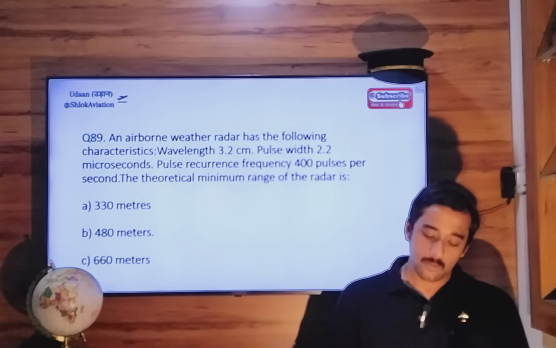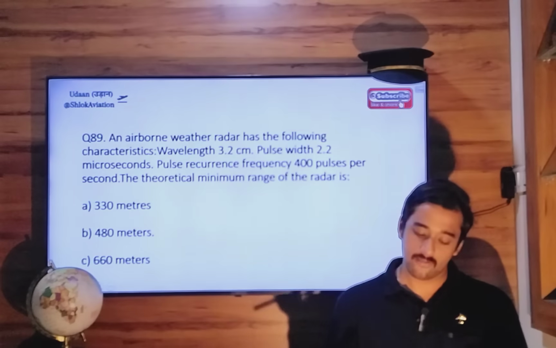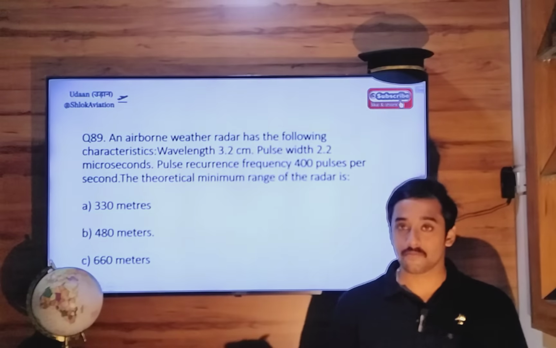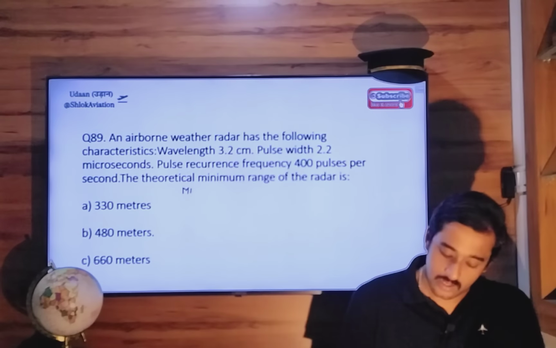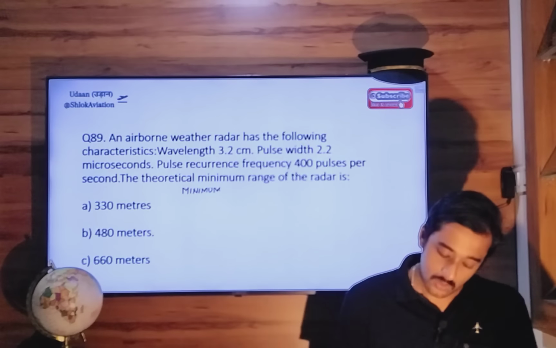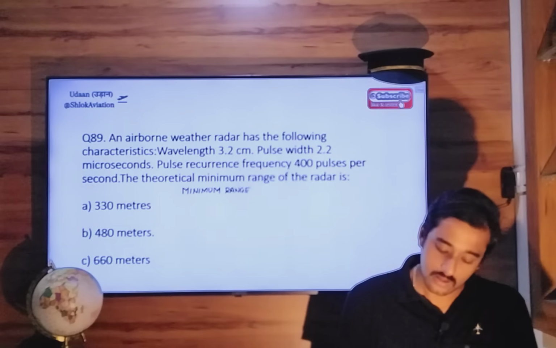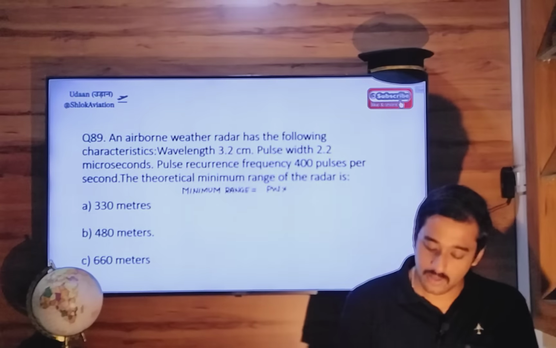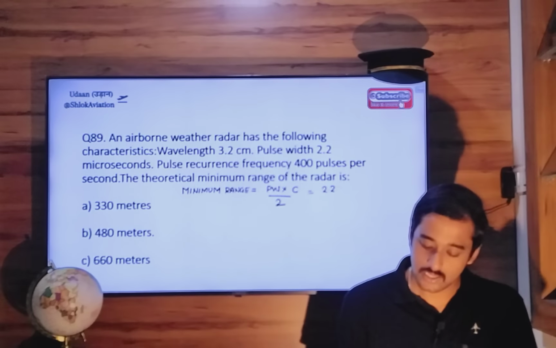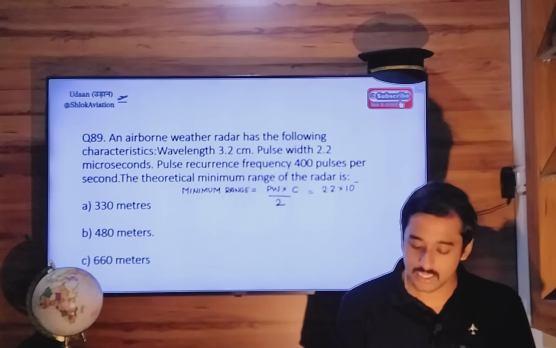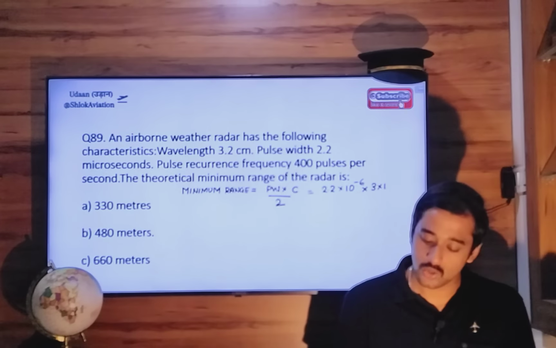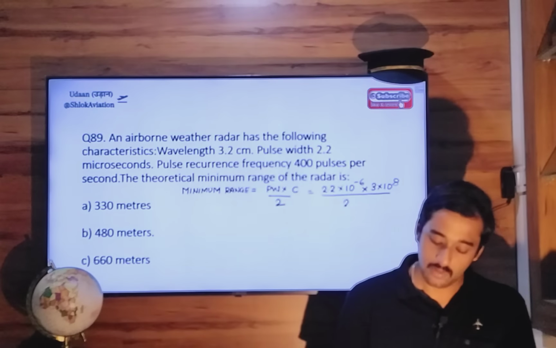Question 89. Airborne weather radar has the following characteristics: wavelength, pulse width, frequency given. What is the minimum range of the radar? So minimum range of the radar depends on pulse width. Maximum range depends on frequency. So minimum range equals pulse width multiplied by speed of light divided by 2. So 2.2 microseconds multiplied by 10 raised to minus 6 to convert that into seconds, into speed of light 3 into 10 raised to 8 meter per second, divided by 2.